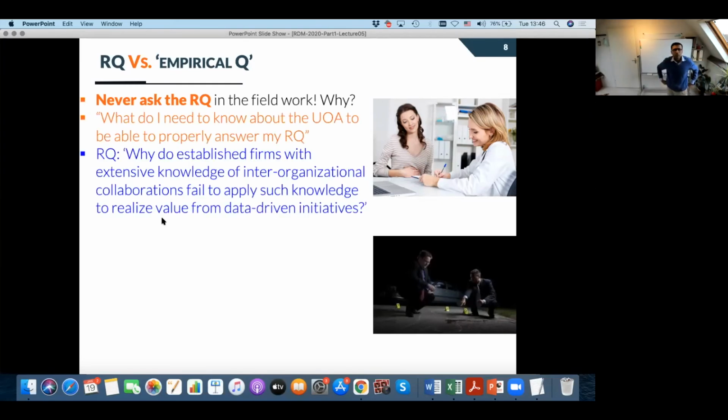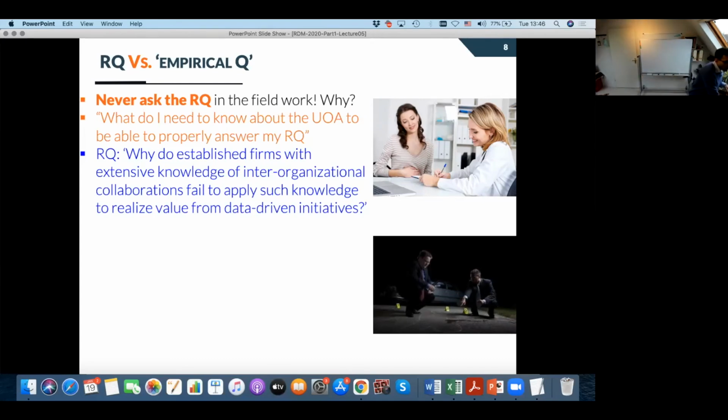This is, for instance, a question. Why do established firms with extensive knowledge of inter-organizational collaborations fail to use or reapply that knowledge that they get from the past to a new collaboration? It's a research question. It smells of theory. It explores some kind of relations or explanations, and it's abstract.